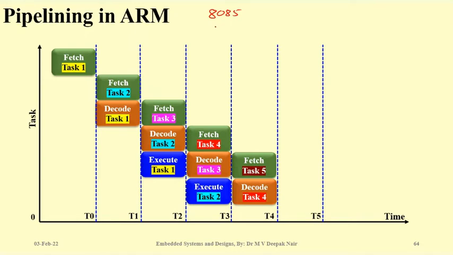There were three tasks which 8085 used to do: opcode fetch, memory read, and then memory write. These were all the tasks which 8085 used to do. Can you tell me how many cycles they used to take? Opcode fetch, how many cycles? 4 T states, or 4 clock cycles, right? Similarly, memory read, 3 clocks.